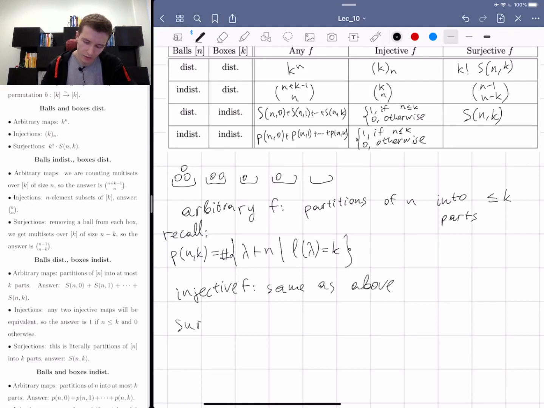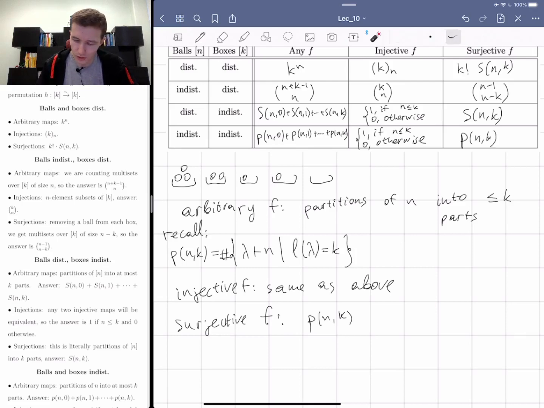Finally, surjective f, you have to put at least one ball into each box. So what you get is precisely partitions into exactly k parts. P of n comma k. So you see, it's beautiful. Like, to go from the third to the fourth row, you just replace S and k by p and k in all these formulas. That's the connection between Stirling numbers and partitions in the most kind of obvious way.